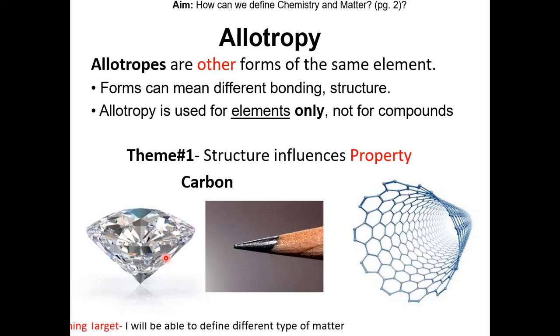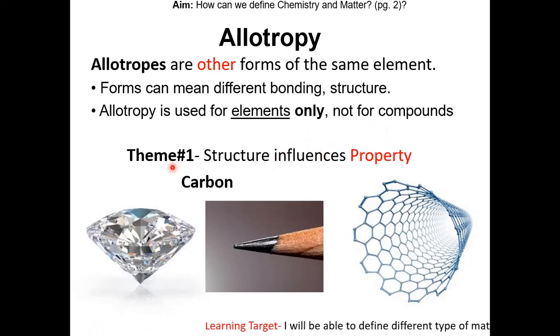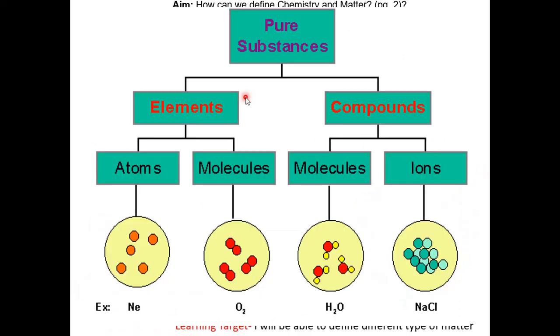One major theme in chemistry is structure influences properties. We will see this theme throughout this course, how the structure of the atoms in a substance influences the property of that substance. Here is a concept map summarizing what we just covered. Pure substances can be divided into two categories, elements and compounds. Elements can exist as atoms or molecules. Compounds are also considered molecules. We will discuss what ions are in the future.